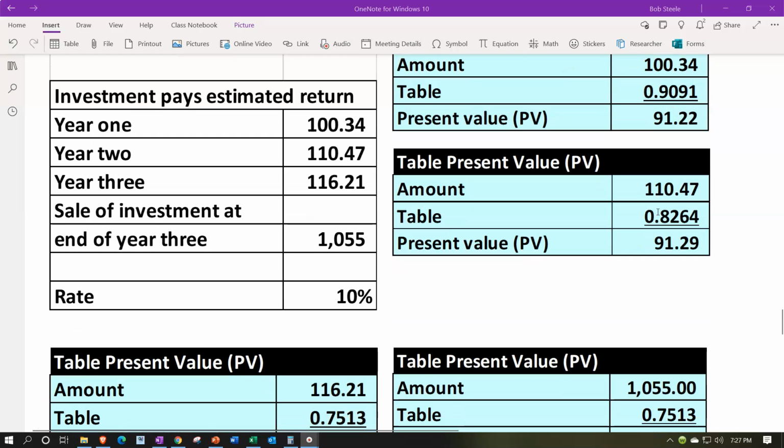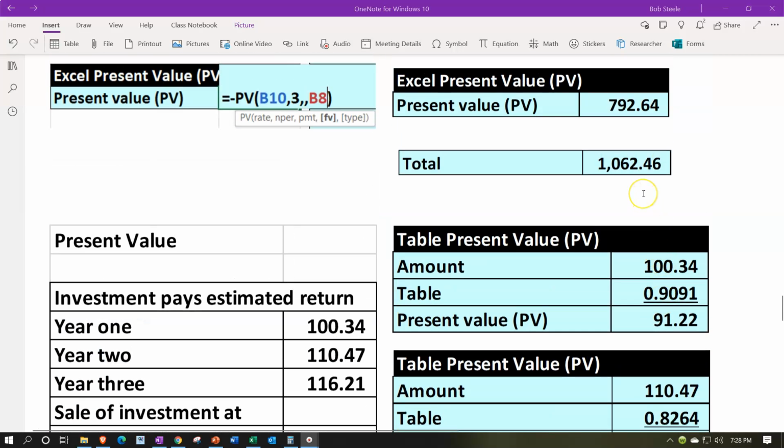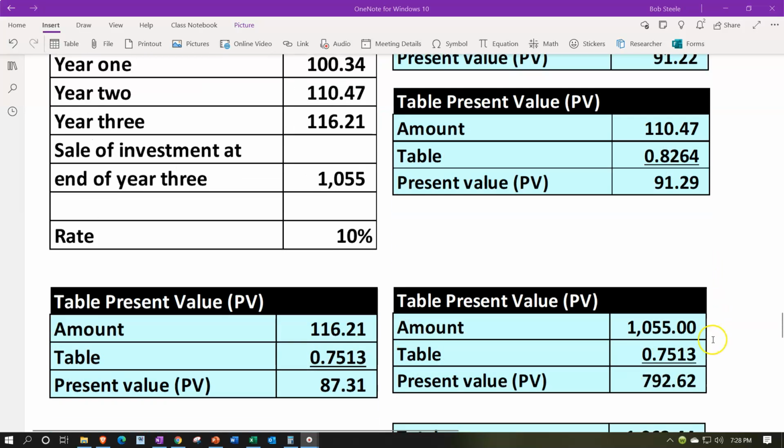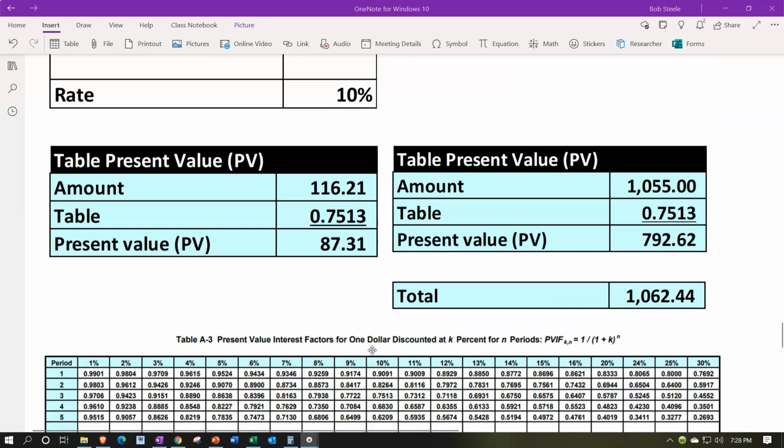Adding those up, the 91.29, the 87.31, the 792.62, and the 91.22. You thought I was going to miss that one, but I remembered. So if we add all those up, we get to the 1,062.44, close to what we got up top, but slightly different due to rounding because, of course, all the decimal numbers in the tables are rounded to 4 digits and are not quite exact, close enough for most decision-making purposes.